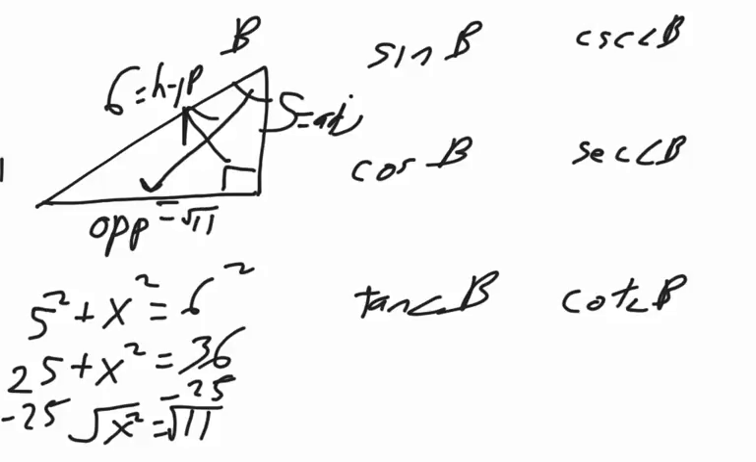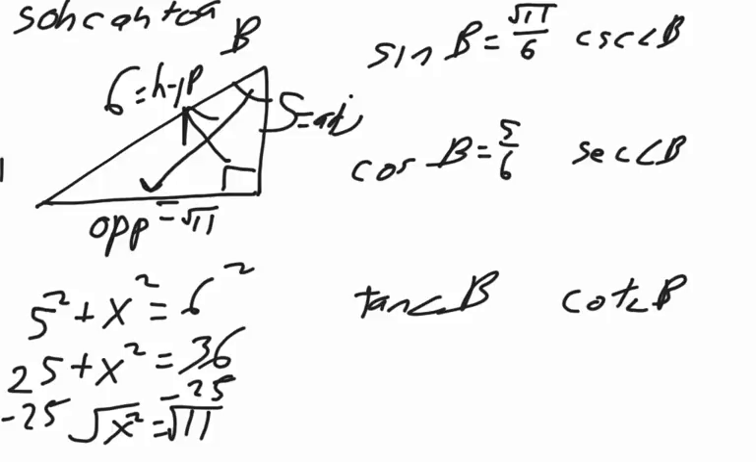So the sine is the opposite over hypotenuse because we remember our mnemonic SOHCAHTOA spelled correctly. So the sine is the opposite over the hypotenuse, which is the square root of 11 over 6. The cosine turns out to be the adjacent over the hypotenuse, which is 5 over 6. And the tangent turns out to be the square root of 11 over 5, because that's the opposite over the adjacent.